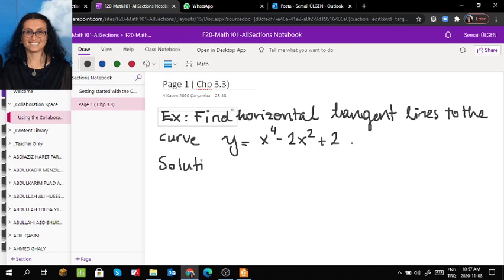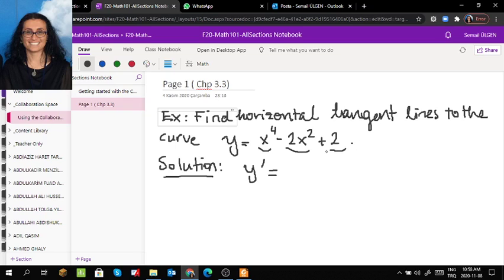What you're going to do: horizontal tangent lines are the lines which have zero slopes, right? So what I'm going to do is take the derivative of this. We write y prime for the derivative, and these are some of the functions. So I'm going to take the derivative of the first, and then this, and then this.